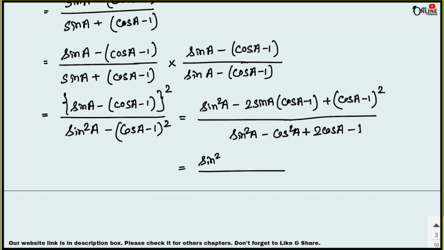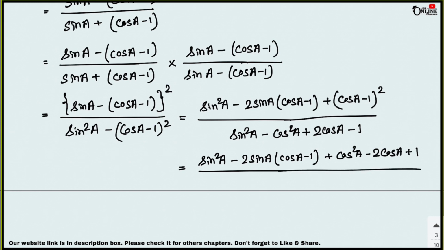So here sin square A minus 2 sin A cos A minus 1, and this one here cos square A minus 2 cos A plus 1. Clear? Okay, and here it's sin square minus cos square plus 2 cos A. So sin square minus 1 equals minus cos square A, then again minus cos square A plus 2 cos A.